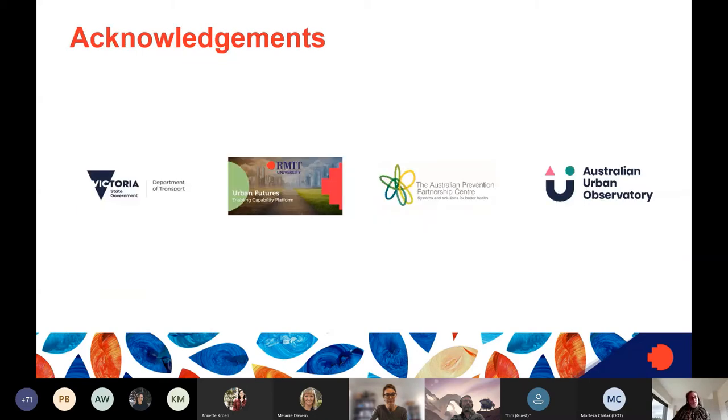I'd like to acknowledge the Victorian Department of Transport, who are not only our partners on this project, but also for the in-kind support that they've provided in a lot of the research that we're doing that is aligned to this work as well. I'd like to acknowledge our funders, which is RMIT University, and in particular, the Enabling Capability Platform, Opportunity Fund for Research and Translation.